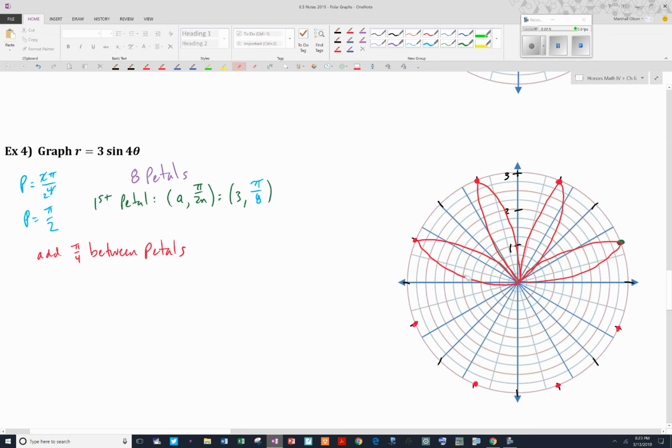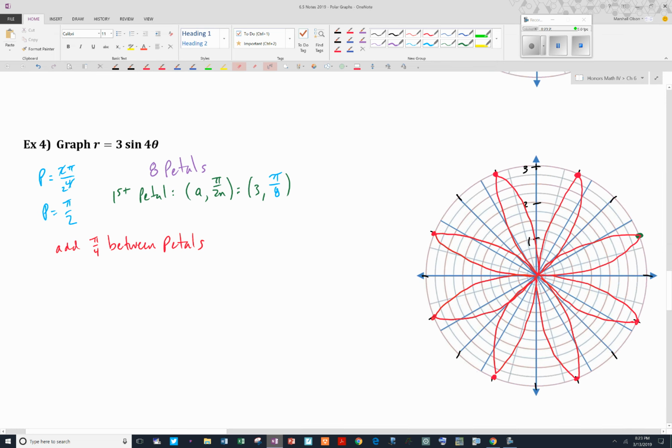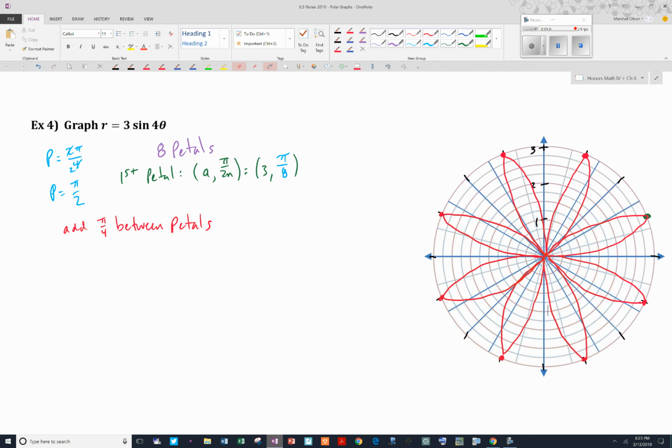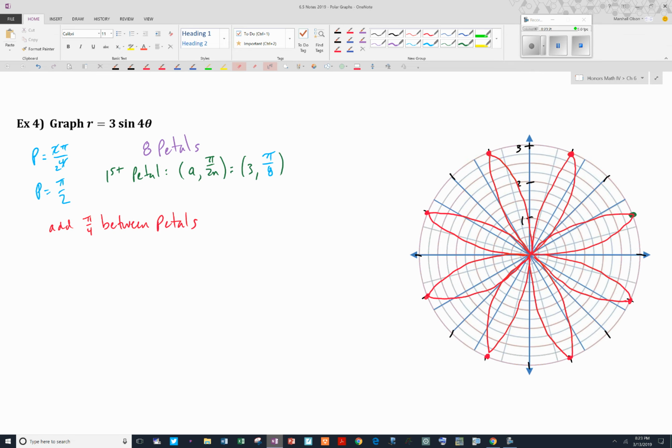That one got a little out of control. They really shouldn't be overlapping one another. I'm probably making these a little too wide. There's our last petal right there. 8 petals, symmetric in both axes. And we went half of the period in between each petal. The period is pi over 2, so we went pi over 4 in between each petal. And that's our last rose graph right there.